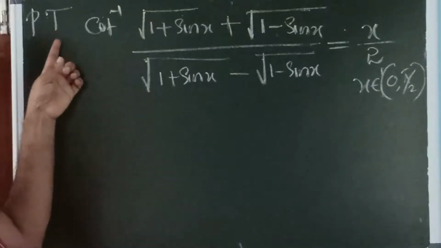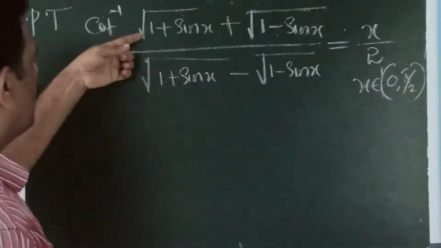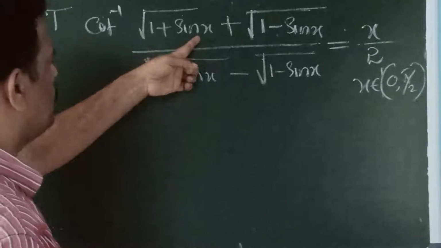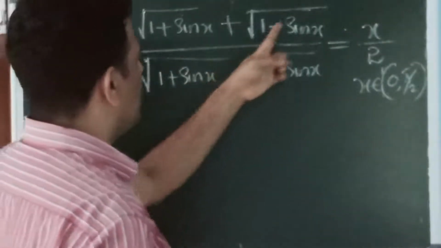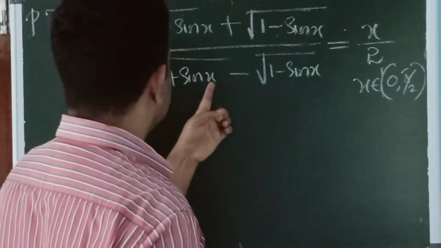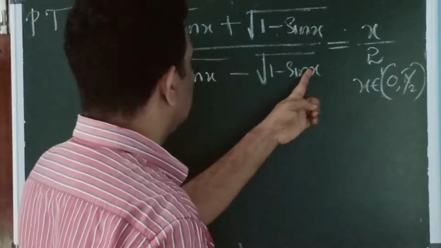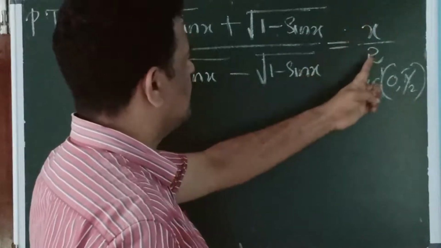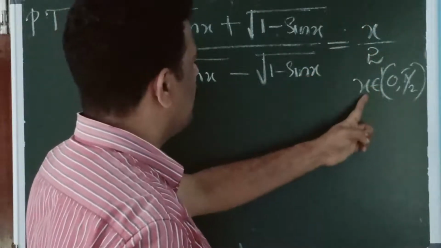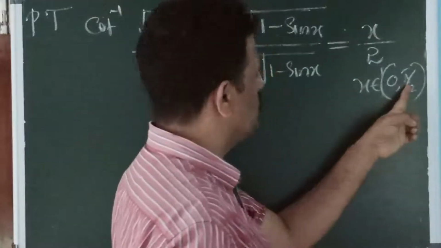Here is another question. Prove that cot inverse of [square root of (1 plus sin x) plus root of (1 minus sin x)] divided by [square root of (1 plus sin x) minus square root of (1 minus sin x)] is equal to x by 2, where x is an element of the open interval (0, 5 by 2).